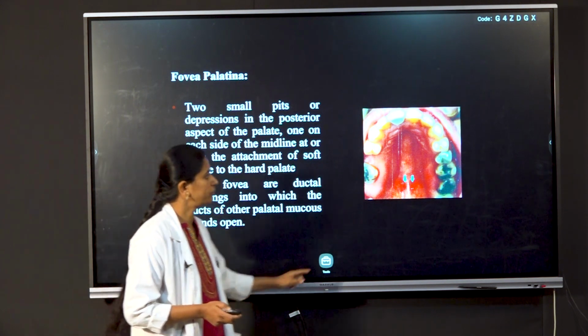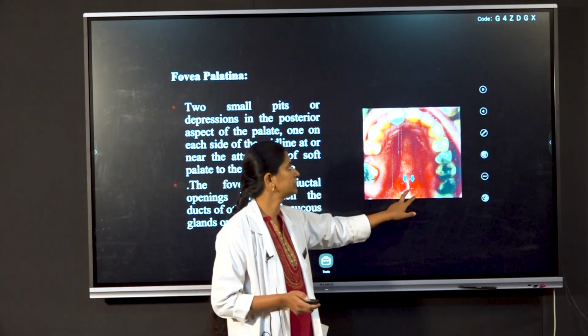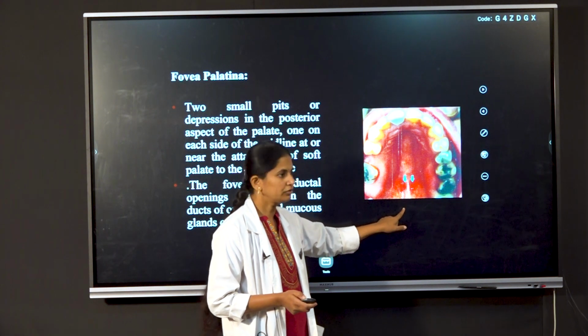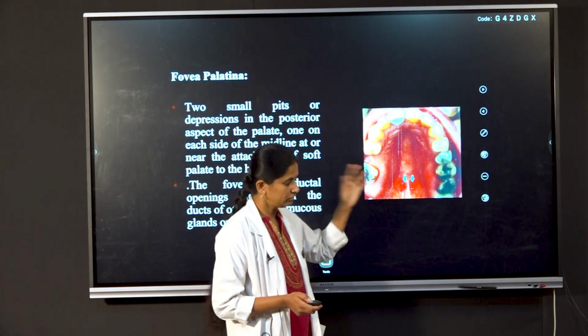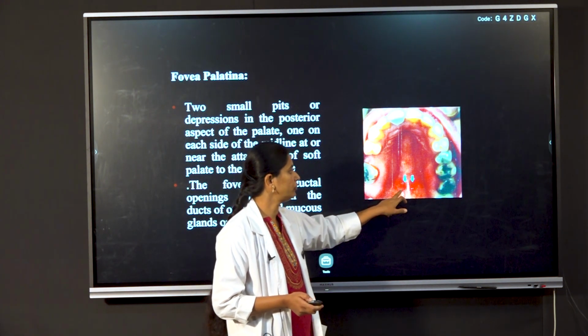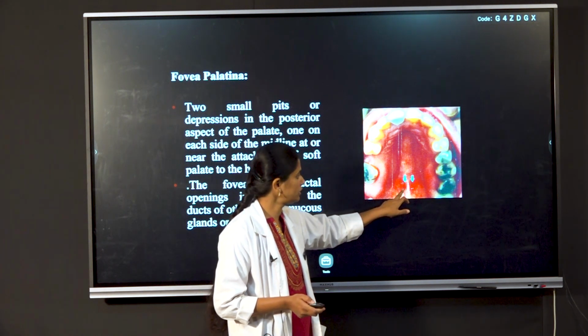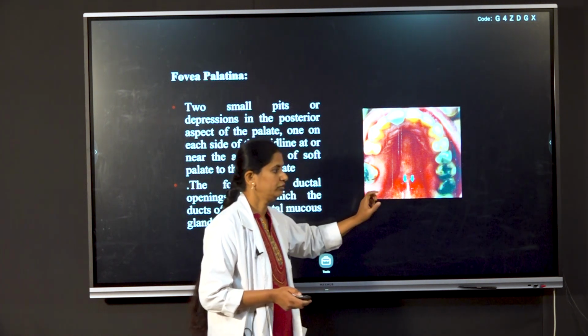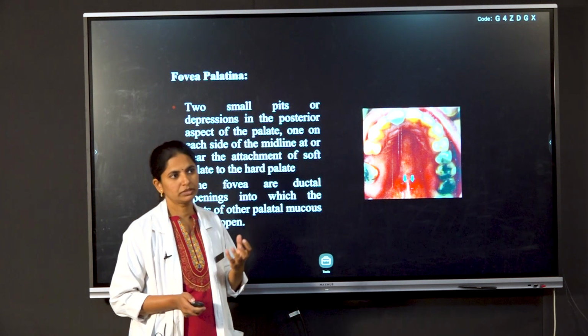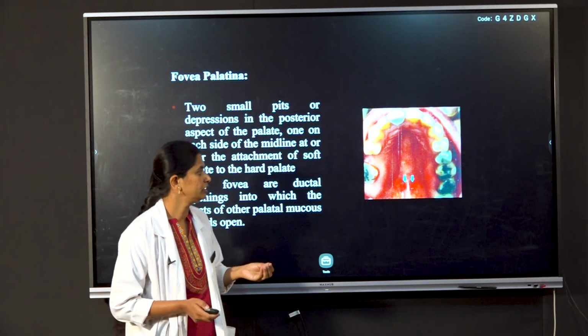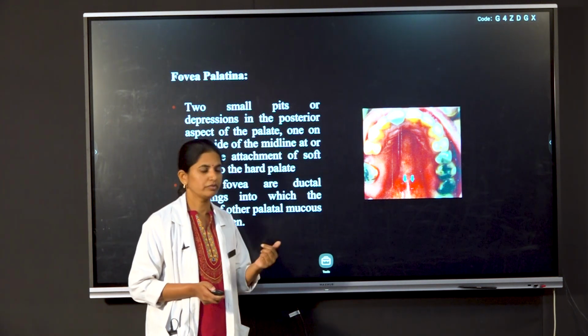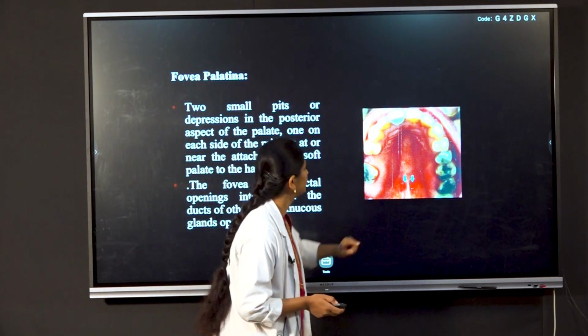And coming to the fovea palatina, there are two depressions on either side of the mid-palatal raphe at the junction of the hard and soft palate. Here the mucous glands or ducts of mucous glands are present in the fovea palatina. So if you compress this, the mucus secretions lead to dislodgement of the denture. That is why we need to give proper relief over the fovea palatina.